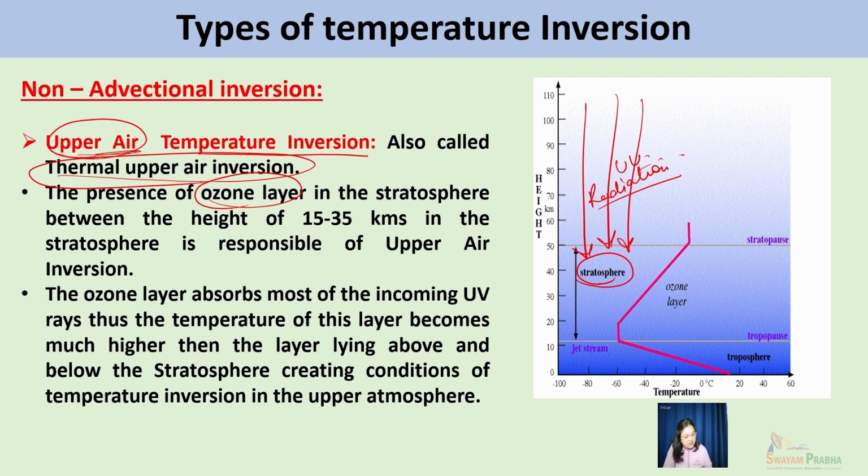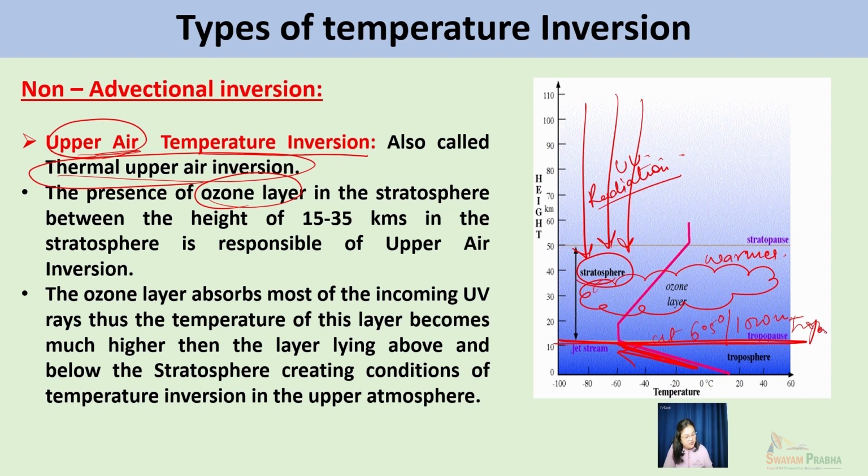As you know, in the troposphere there is a decreasing trend of temperature, at a rate of 6.5 degrees per 1000 meters. So up to the troposphere the temperature decreases with increasing height, but due to the presence of the ozone layer in the stratosphere, this particular layer becomes warmer as compared to the lower layer, which is the troposphere.